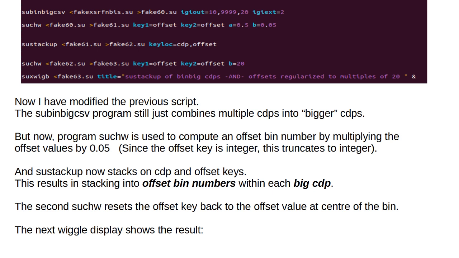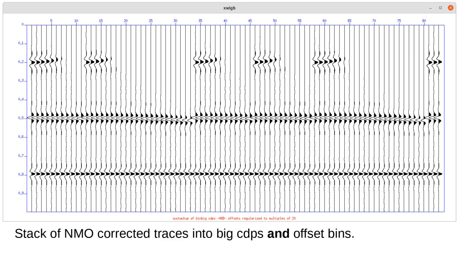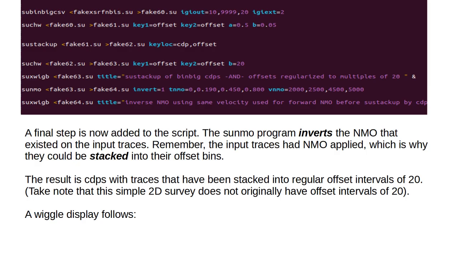The second SU change header word resets the offset key back to the offset value at the center of the bin. The next wiggle display shows the result. Stack of NMO corrected traces into big CDPs and offset bins. A final step is now added to the script.